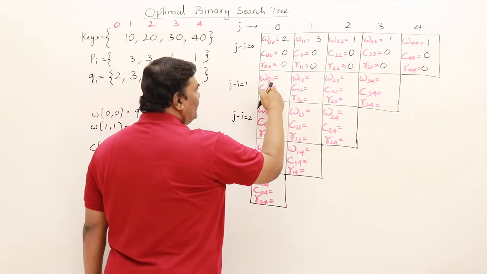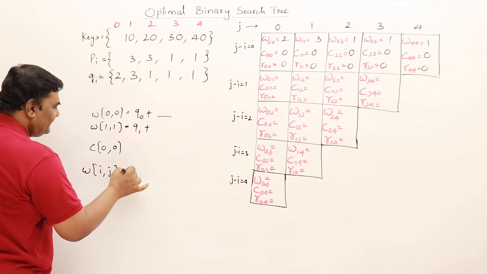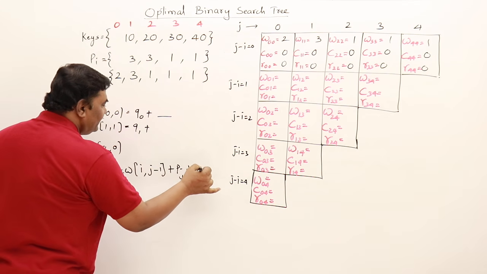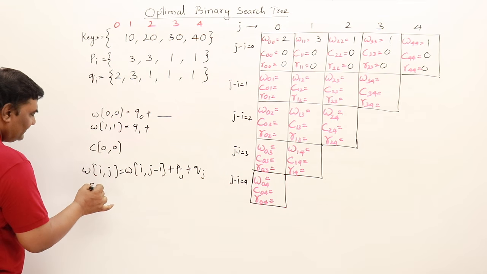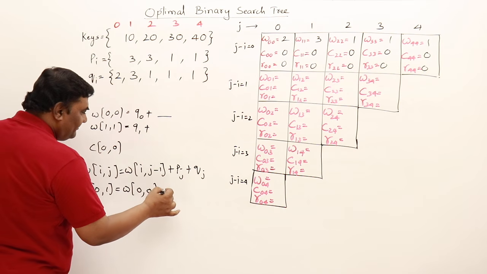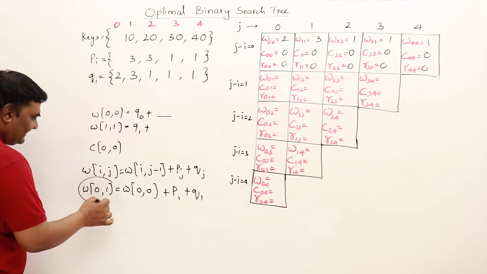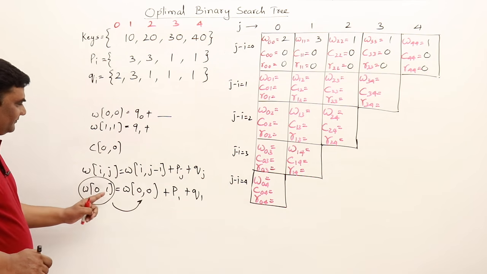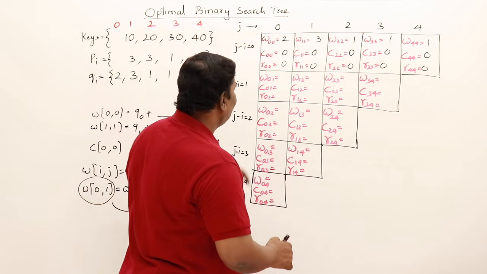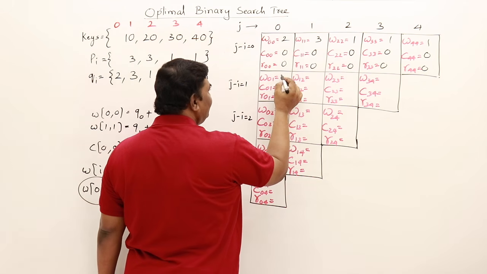Now here, W of 0, 1. If you remember, I have shown you that W of i, j is nothing but W of i, j minus 1 plus Pj and Qj. So W of 0, 1 will be W of 0, 0 plus P1 plus Q1. I can obtain 0, 1 from 0, 0. So this plus P1, Q1. These are P1, Q1, 3 plus 3, 6, and this is 8.